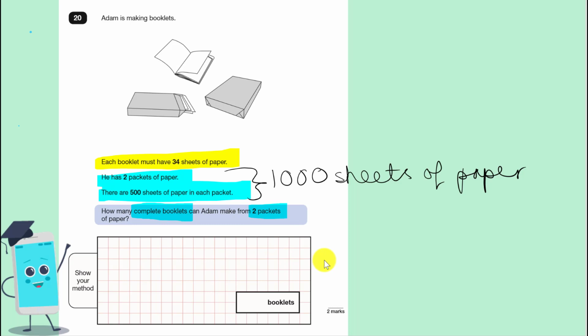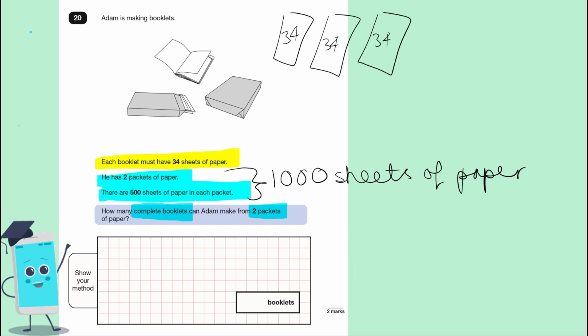So I first of all figured out that I've got 1,000 sheets of paper, and I now know that each booklet must have 34. Now, if you think about it, if I was to draw a booklet, that needs 34 sheets. Draw another booklet, that needs 34 sheets. Every time I make another booklet, I need to imagine you've got the 1,000 sheets of paper in front of you, and I'm going to subtract 34 to make that booklet. I'm going to subtract another 34 to make that booklet. I'm going to keep taking 34 away.